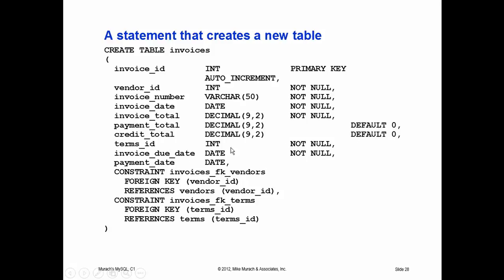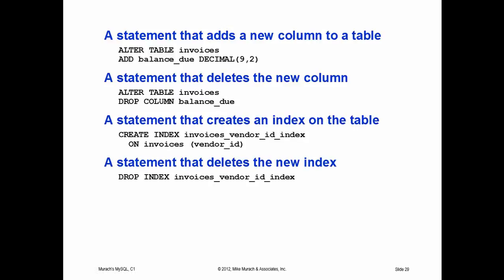The terms ID is another integer that can't be null. The invoice due date can't be null, and it's a date, the payment date. The stuff down here that says constraint, those are extra constraints that we're adding. So what we're saying here is that we're going to create a foreign key on this thing for our vendor ID that is going to be referencing the vendor ID in the vendors table. And again, if that doesn't totally make sense, we're going to be going over that in a lot of depth and breadth of coverage.